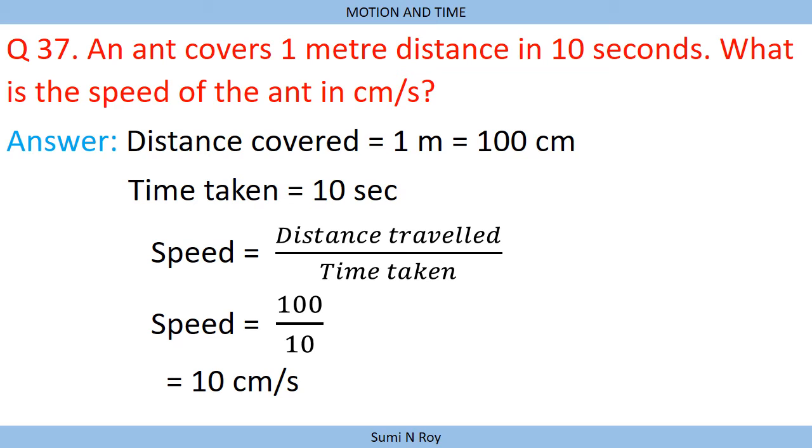Then the time taken, which is again given in the question, is 10 seconds. Now the speed is distance traveled by time taken. So speed is 100 centimeter by 10 seconds. So 100 by 10, that is 10 centimeter per second. Because we have converted the distance into centimeter and the time is in seconds, the unit of speed in our final answer is centimeter per second.